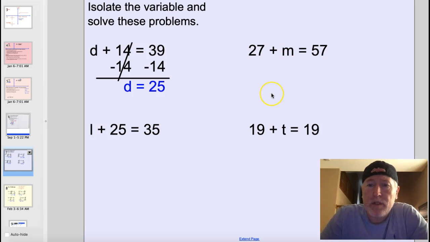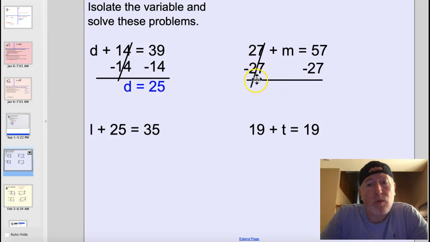Okay, take a look at this one. Go ahead and give that a quick shot. All right. Well, this is a positive 27. It's not negative. So we're going to subtract 27 from both sides. These cross off. You've got m equals 30. You could pop it in to make sure it works. 27 plus 30 equals 57.